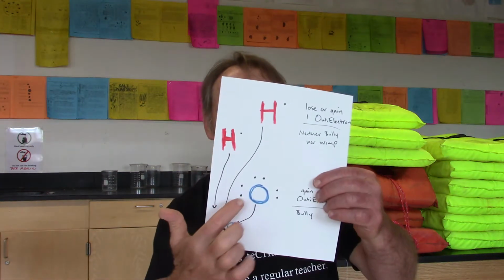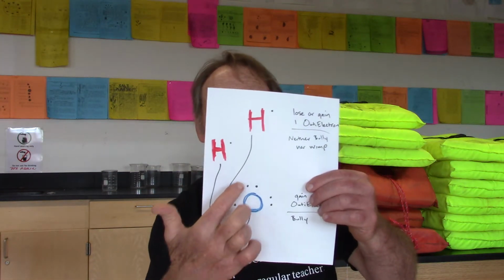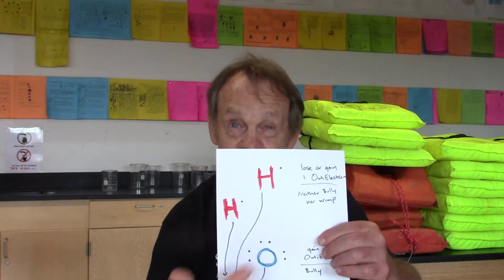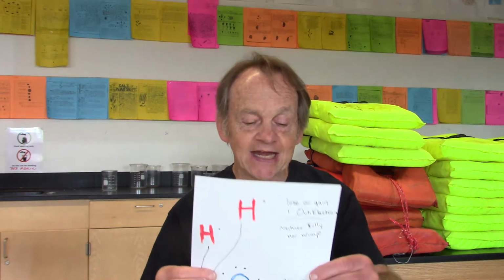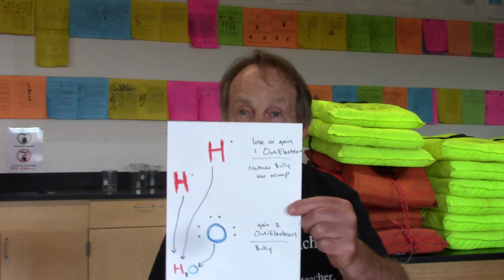Their partner in this is oxygen, which has 6 outie electrons. Remember, oxygen also had 2 electrons in the first energy level. So oxygen has 8 protons, 8 electrons. It's neutral. And it needs to gain 2 outie electrons to become stable. And we also know about oxygen, hopefully you remember, that oxygen is a bully.